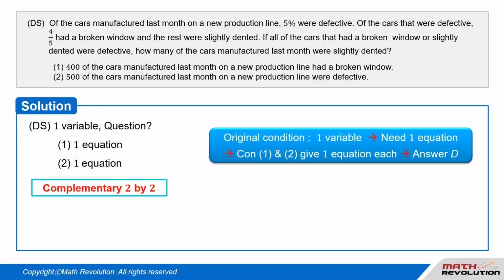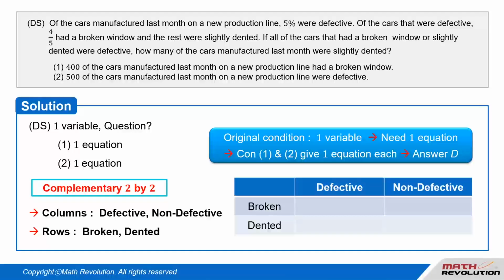Complementary 2 by 2. This type of table has sets that are complementary to each other. They are seen quite frequently on the GMAT, and the two columns are complementary to each other, and similarly, the two rows are complementary to each other. This question is called a complementary 2 by 2 question.